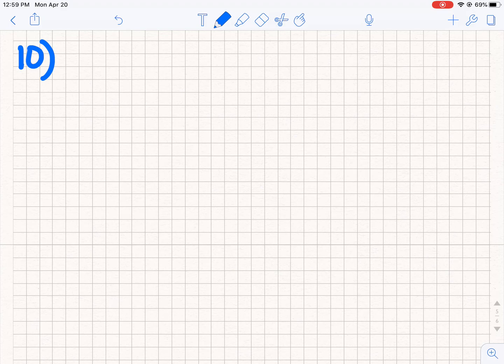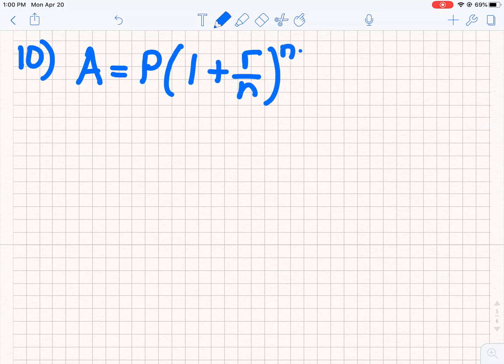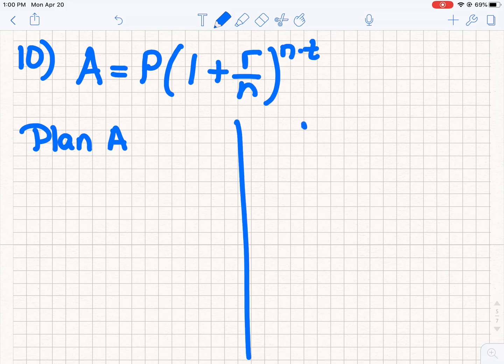Number 10 says, Blake's trying to decide between 2 investing accounts. Plan A offers a monthly compounded interest. As soon as you see monthly compounded interest, you know you're going with A equals P times (1 plus r over n) raised to the n times t. Now, if you don't know what those letters stand for, you could have just gone back to your notebook and looked it up. If you didn't take notes, you could have gone back to my videos and listened and figured out what they were. So I made two different plan columns. I did plan A, and then I did plan B.